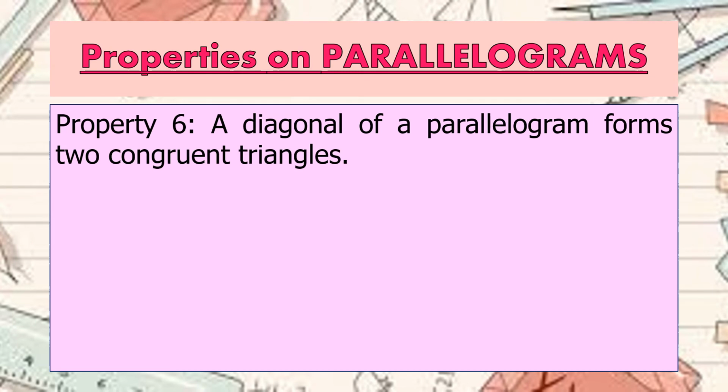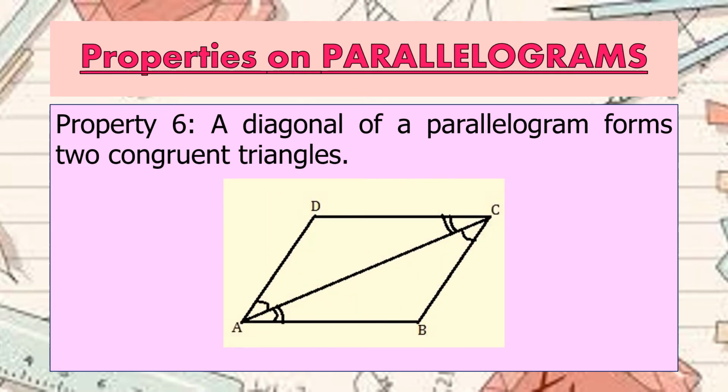For property number 6, a diagonal of a parallelogram forms two congruent triangles. So as you can see here, dahil sa diagonal, nakabuo tayo ng dalawang triangle. At ano yung mga triangle na yon? We have the triangle ACD, and triangle ACB.